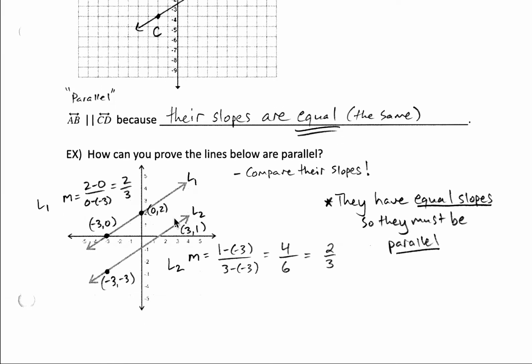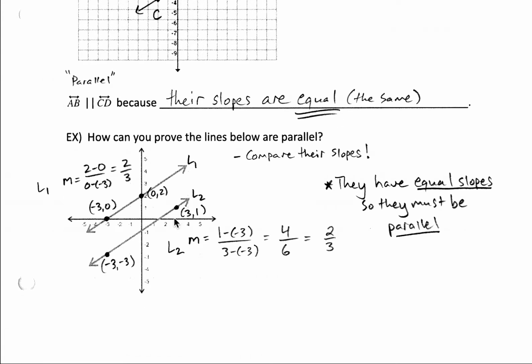In this second example here, how do we prove that two lines are parallel? Well, we just talked about how we could compare their slopes. So later on in this unit, we're going to have to compare two lines and prove that they're parallel. So the way that we do that is we pick 2 points off the line that are easy to find, and we find the slope between them.